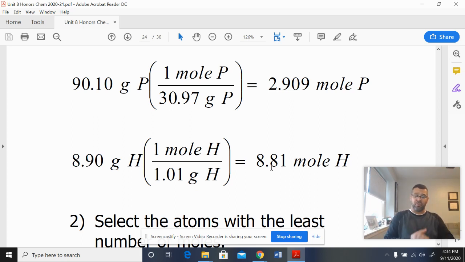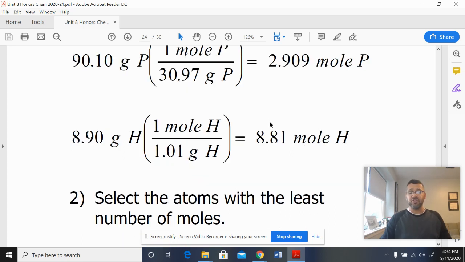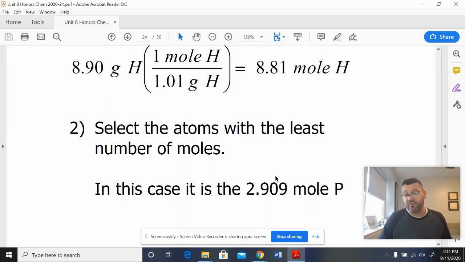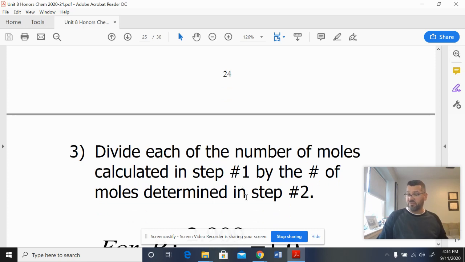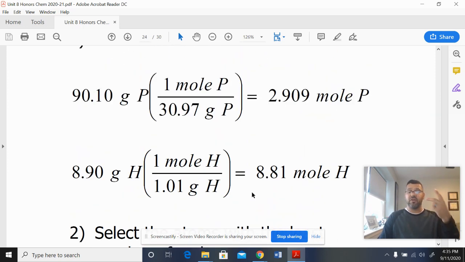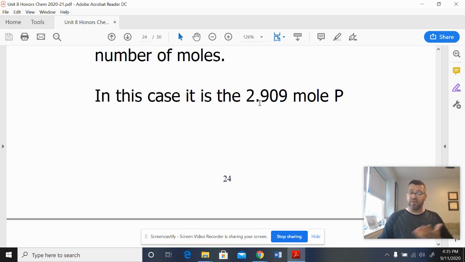So now that you've got the moles down, what you have to do is compare these two numbers. And so what you do is you look at the two. You have 2.909, 8.81. Determine which is the smaller of the two. So once you've determined the smaller of the two, which is 2.909, you take that and divide it into all of the numbers that you've calculated for moles. So you calculated two numbers, 2.909 and 8.81. So you have to divide the smallest of them, 2.909, into all of them.